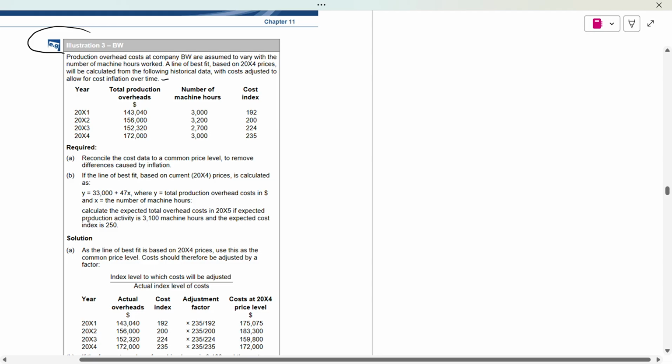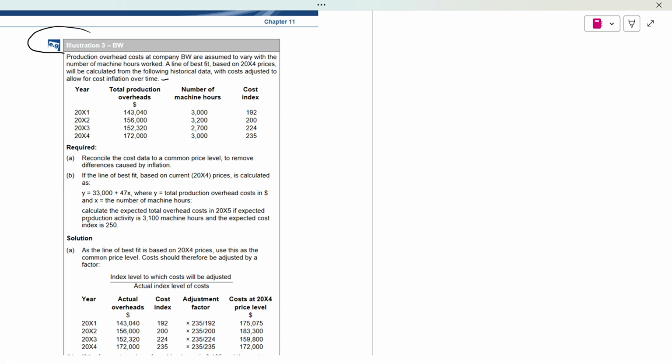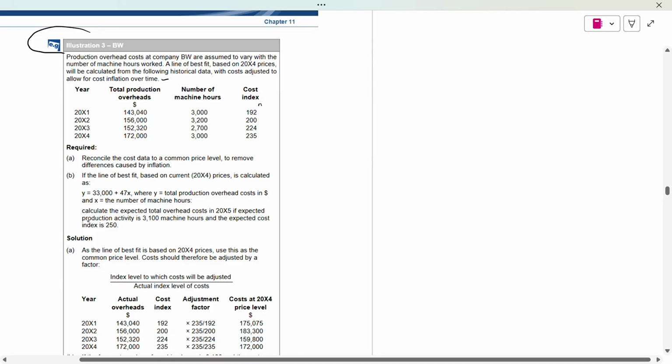Years 2001 to 2004. Total production cost is this much. Number of machine hours are this much. Cost index means what is the inflation, the inflation that will increase over a period of time.